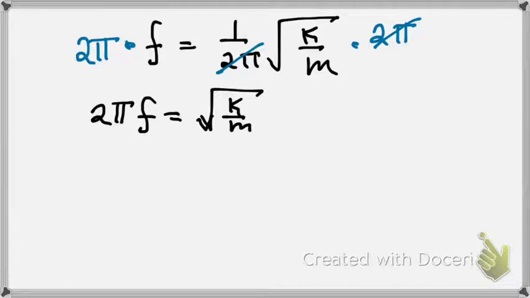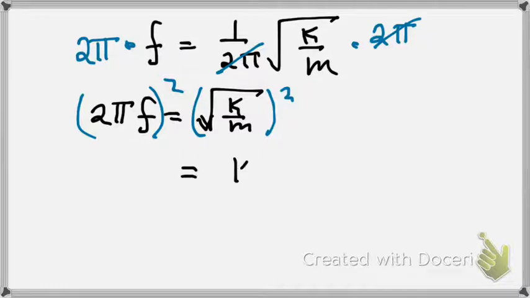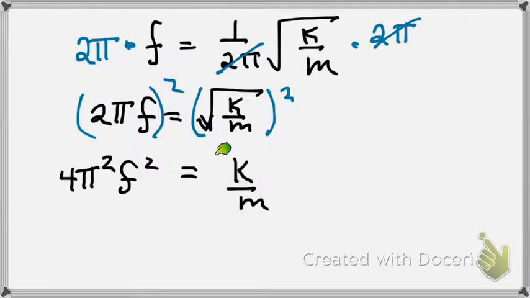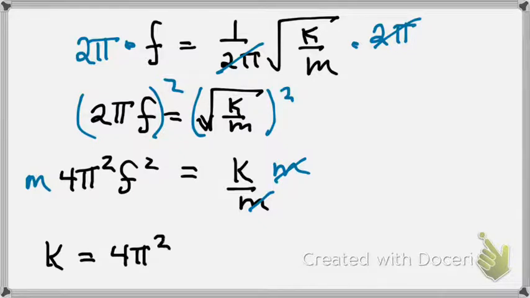Anytime you want to get rid of a square root, how do you get rid of a square root? You need to square both sides. On the right side, I'm just going to be left with k over m because the square and the square root cancel each other out. On the left side, I'm going to have 2 squared is 4, pi squared, and frequency squared. Now remember, I'm trying to get k by itself because they asked me for the constant. So I need to multiply both sides by an m. So those will cancel, and now I end up with k, my spring constant, equaling 4 times pi squared times m times frequency squared.